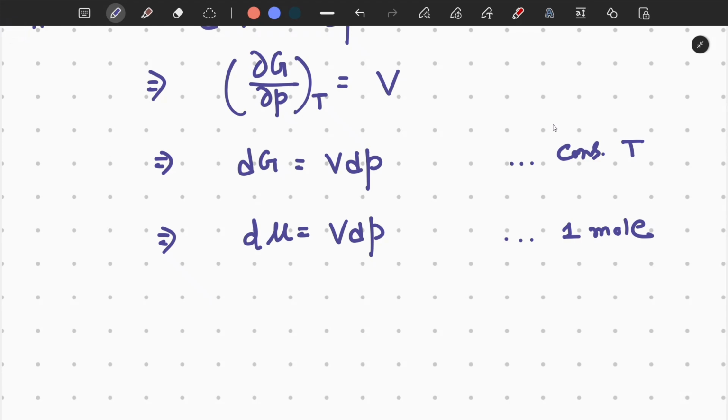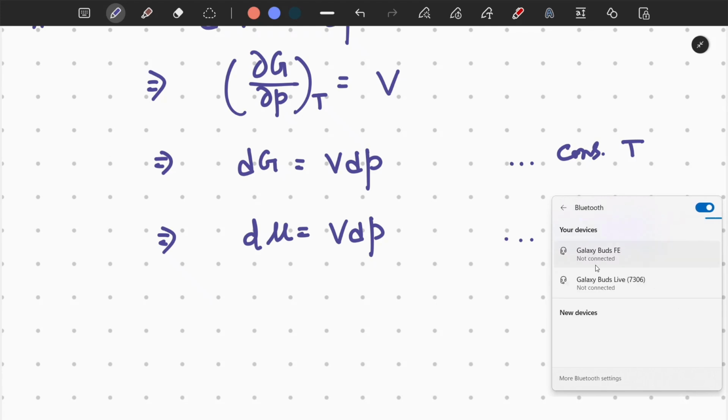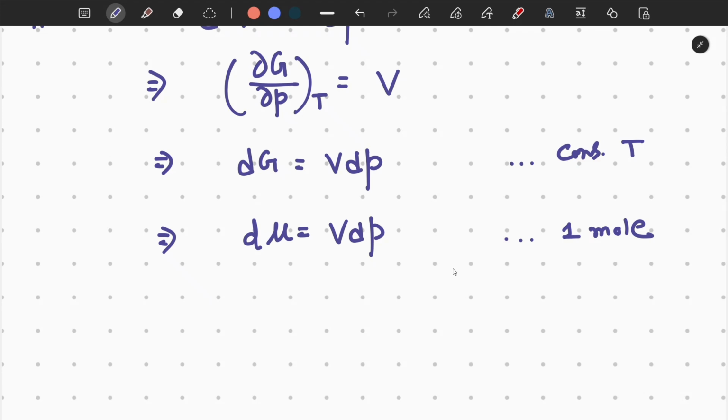dG is equal to d mu for 1 mole. So it will be d mu equals VdP. Molar volume, basically. If you want to write Vm, then you can. No problem. This is molar volume.